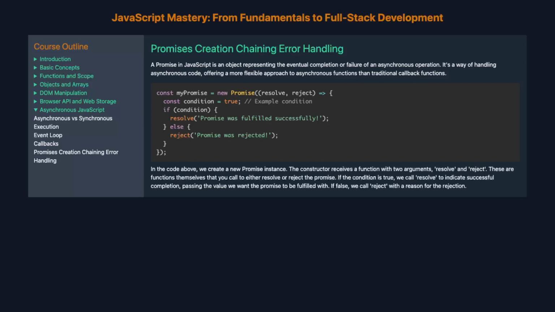In the code above, we create a new promise instance. The constructor receives a function with 2 arguments, resolve and reject. These are functions themselves that you call to either resolve or reject the promise. If the condition is true, we call resolve to indicate successful completion, passing the value we want the promise to be fulfilled with. If false, we call reject with a reason for the rejection.